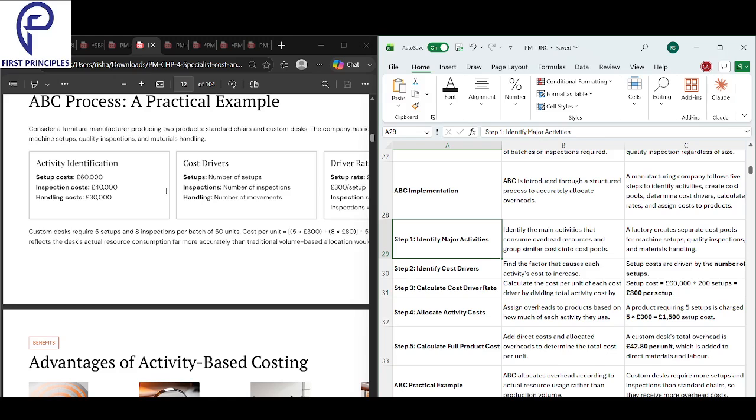Find out the major activities, identify the cost drivers, calculate the cost driver rate. Right, first is identify the major activities. Second is identify the cost drivers. Third is calculate the cost driver rate.